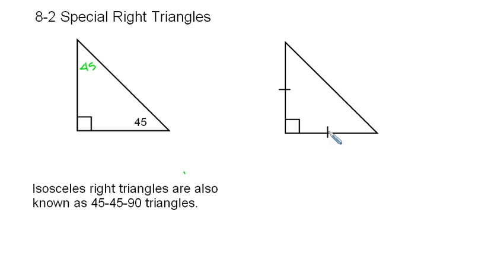This is an isosceles right triangle. Isosceles right triangles are also known as 45-45-90s because remember from the isosceles triangle theorem that if two sides of a triangle are congruent, then the angles opposite them are congruent as well. So these would have to be 45 degrees each.